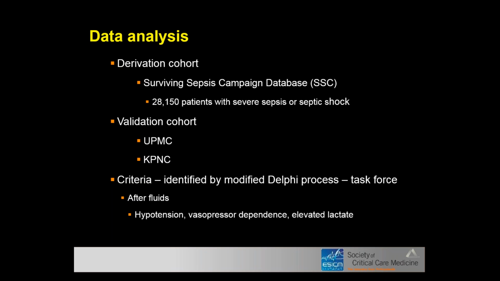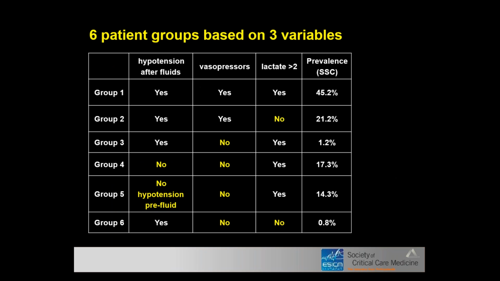Validation of the findings was in the data set from Pittsburgh and the data set from Kaiser Permanente. Criteria to be tested were once again identified by the task force using a modified Delphi process, and it was felt that after fluids had been given, continued hypotension, vasopressor dependence, and an elevation in lactate were reasonable surrogates for really, really, really sick and might identify those patients who were highly likely to have a very high level of mortality. Now, looking at those 3 variables, you can see that there's 6 possible groups with either 1, 2, or 3 of those variables present.